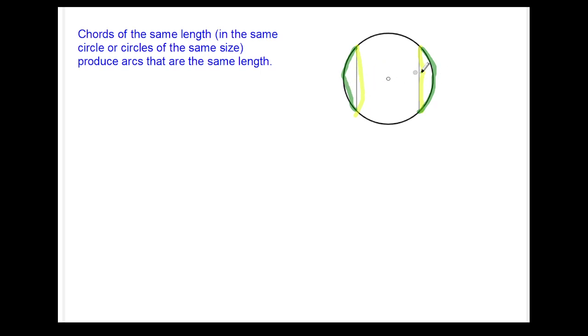I drew these ones kind of in the same direction, but if I took a different chord that was exactly the same length, that's the key here, is that they have to be the same length. If I took a different chord that was the same length and drew it kind of going this direction, then this arc length would also be the same. But again, the key is that the chord has to be the same length. That one I didn't check, so I'm just going to get rid of it.